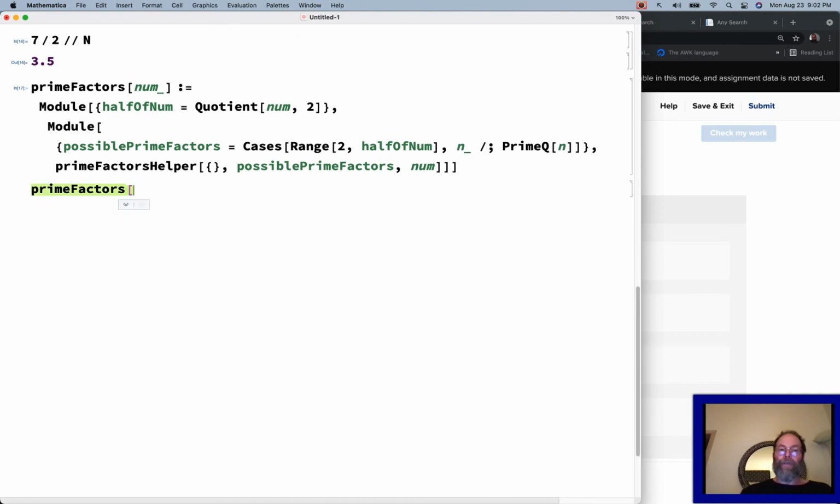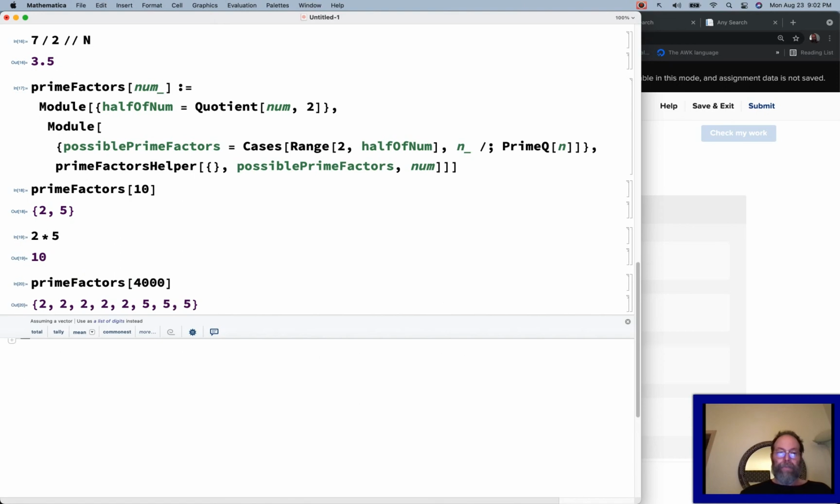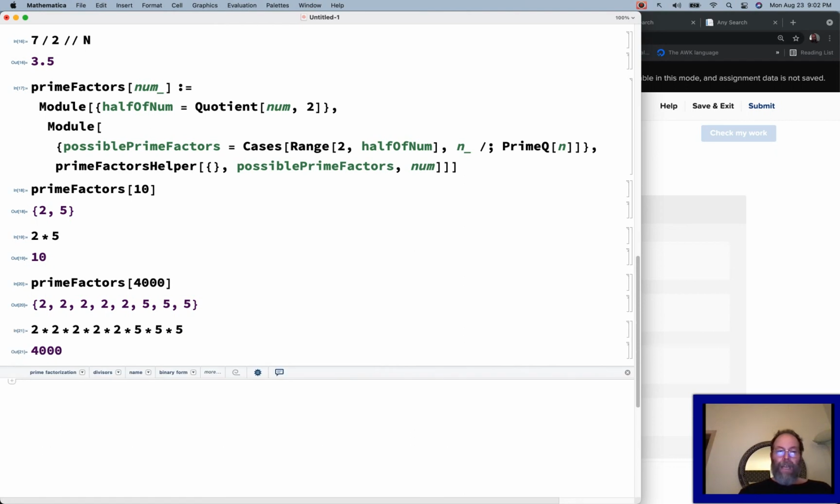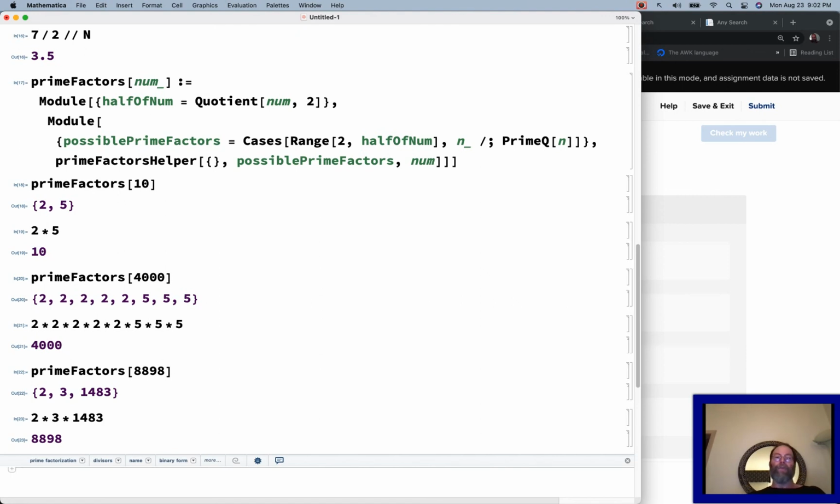What are the prime factors of 10? 2 and 5, because 2 times 5 is 10. What are the prime factors of 4,000? Let's see, 1, 2, 3, 4, 5. 2 times 2 times 2 times 2 times 2 times 5 times 5 times 5. What are the prime factors of 8,898? 2 times 3 times 1,483. Okay.